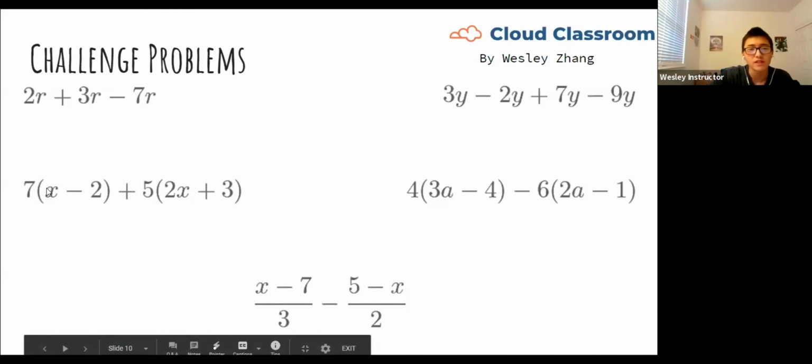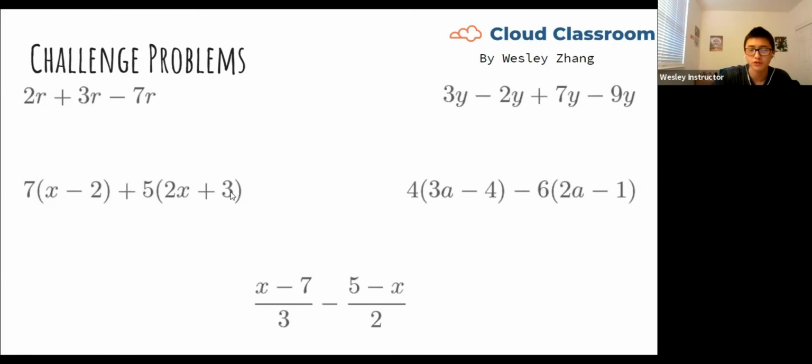All right, 7 times the quantity x minus 2 plus 5 times the quantity 2x plus 3. So we distribute the 7 and the 5 into the parentheses. So this becomes 7x minus 14 and 10x plus 15. 7x plus 10x, that's 17x. Negative 14 plus 15, that's 1, because that's the same thing as 15 minus 14. So that becomes 17x plus 1.